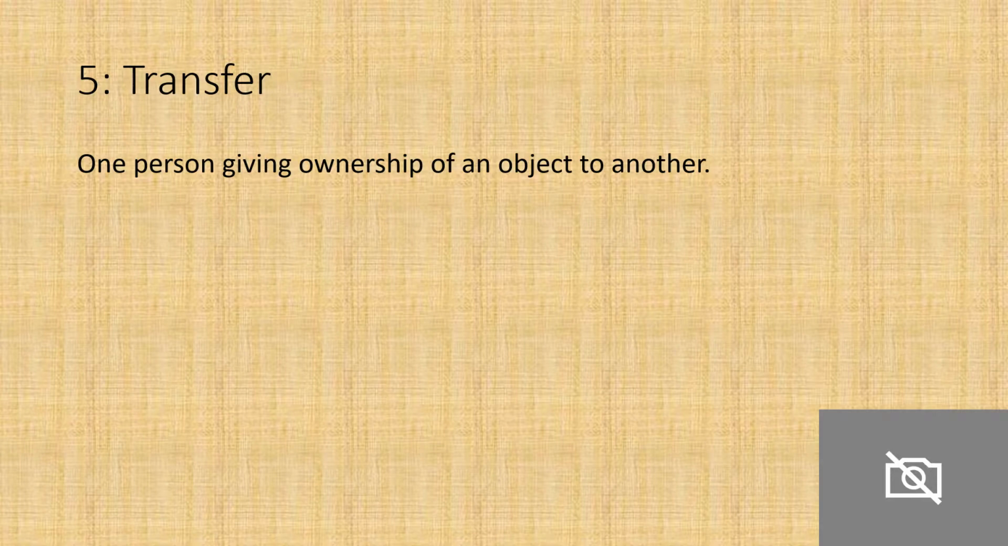The 5th method of acquiring ownership of something is called transfer. I know I don't need to explain what transfer means, but actually there are so many different methods of transfer and it can get a bit complicated, but we will get to that in the next slides.